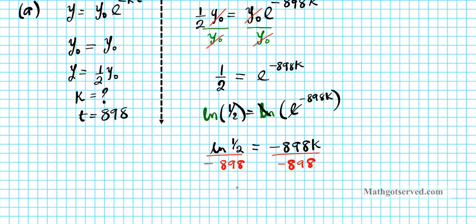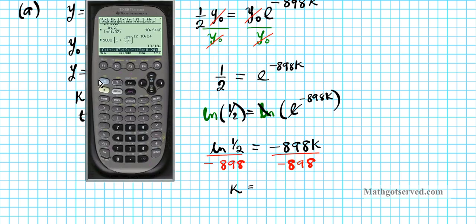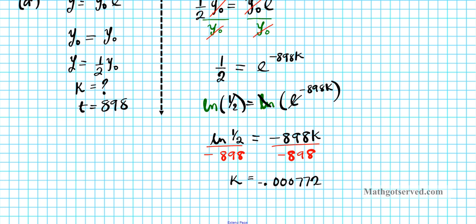So that yields k equals, let's plug this into our calculator. The natural logarithm of 1/2 divided by negative 898. This is the exact answer. We need an approximation, so diamond enter. 0.000772. Okay, so there goes our decay constant.